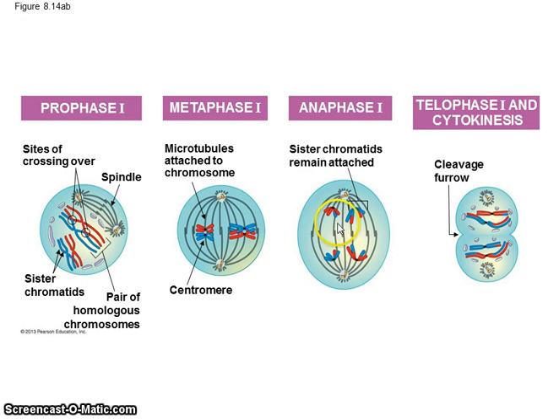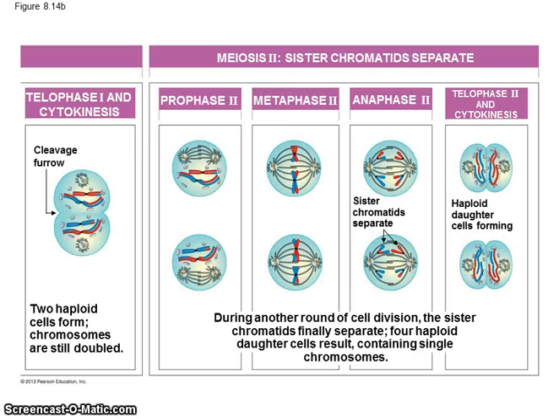So meiosis 1, we separate out the homologous chromosomes. You can have some crossover occurring. And then meiosis 2, we separate the sister chromatids, the same copies of the chromosome, except they can have some crossover. And then the results are going to be 1, 2, 3, 4 different cells.